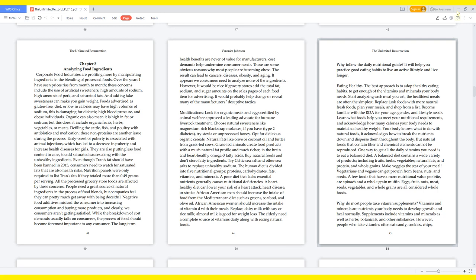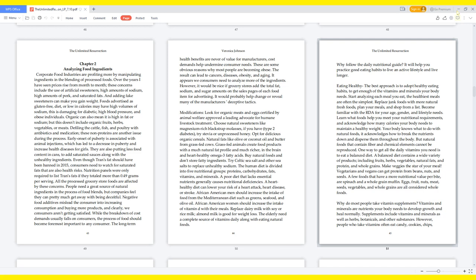Learn what foods help you meet your nutritional requirements, and acknowledge how many calories your body needs to maintain a healthy weight. Your body knows what to do with natural foods. It knows how to break the nutrients down and disperse them throughout the body. But natural foods that contain fiber and chemical elements cannot be reproduced. One way to get all the daily vitamins you need is to eat a balanced diet.